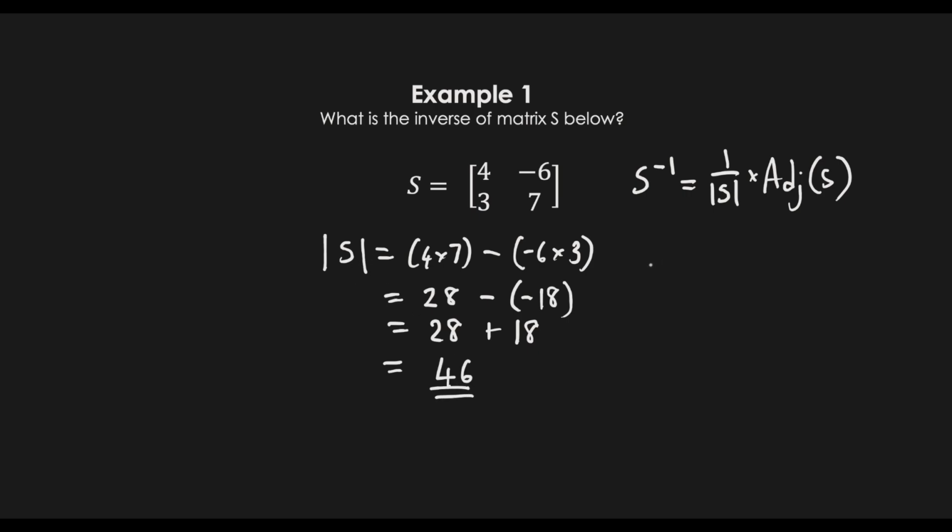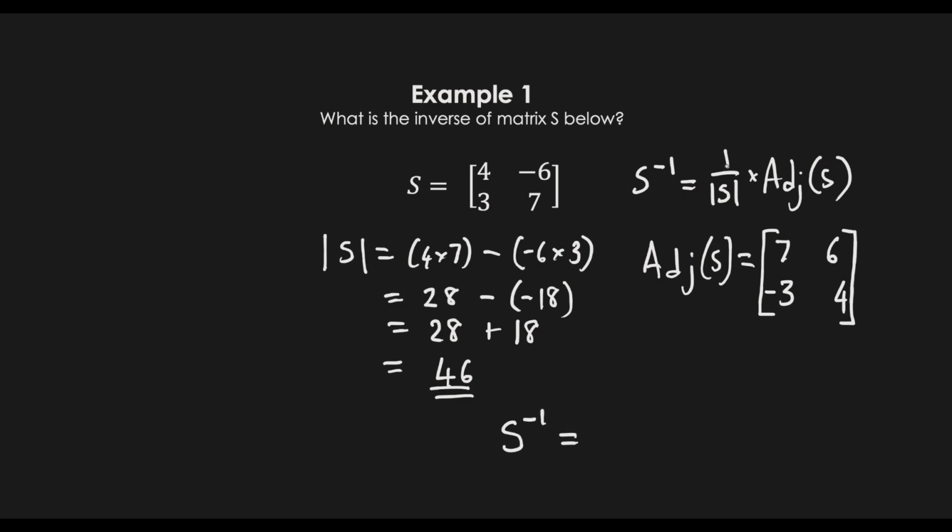Now our adjoint. The adjoint of S, we swap the 4 and the 7. So the 7 would come here and the 4 would go here. We change that -6 to +6, and then we change that 3 to a -3. So now we can write the final answer for our inverse. S inverse can now be written as 1 over the determinant, which is 1 over 46, multiplying the adjoint of S. So we have the adjoint here, which is 7, 6, 4, -3. All right, so this would be our answer here.